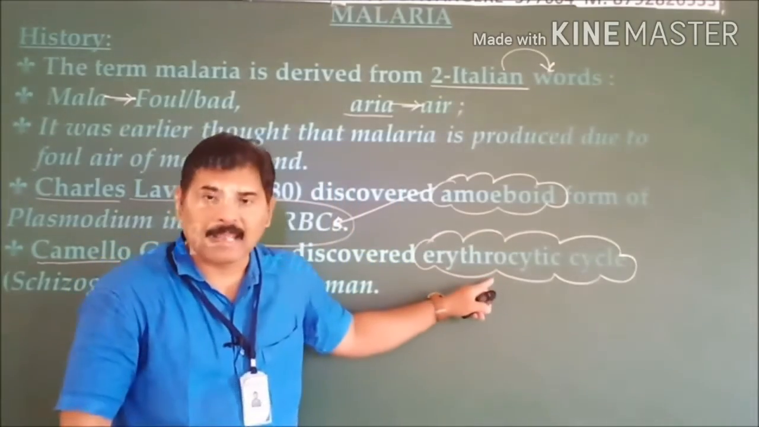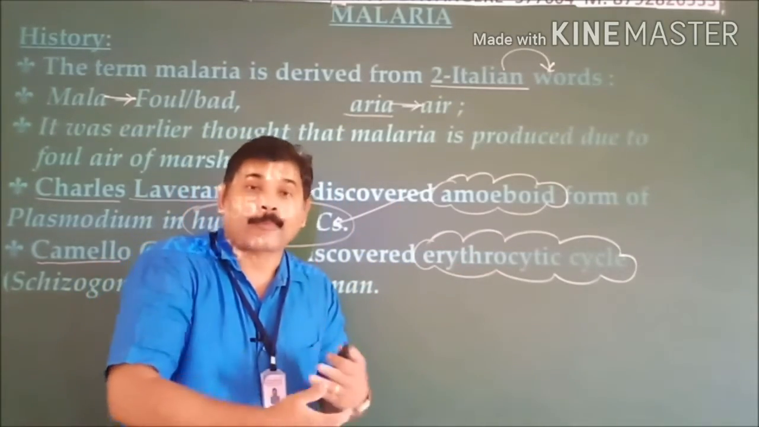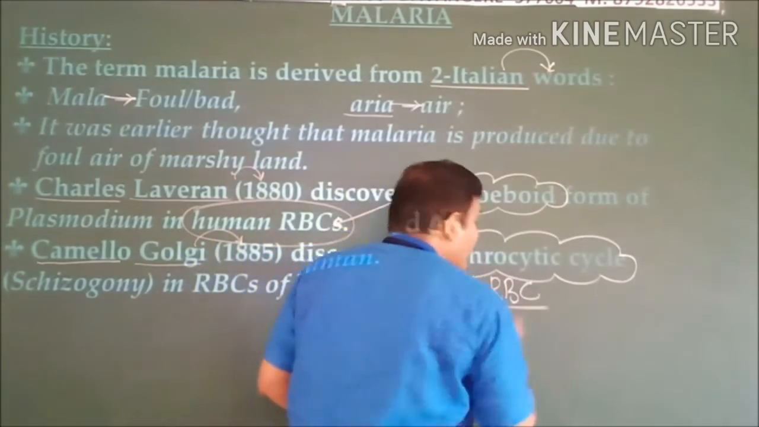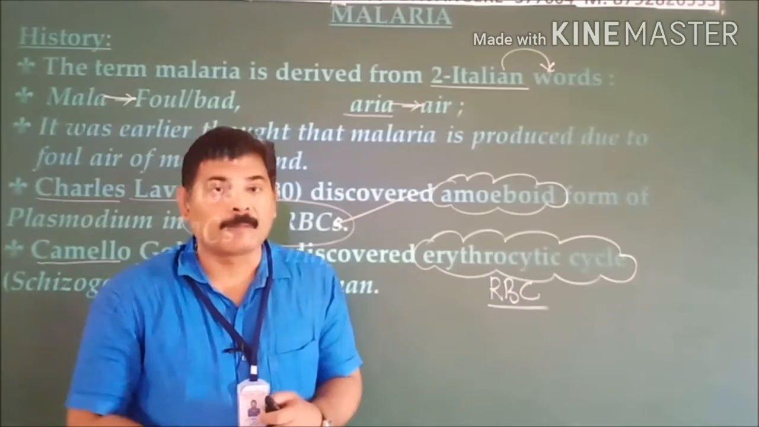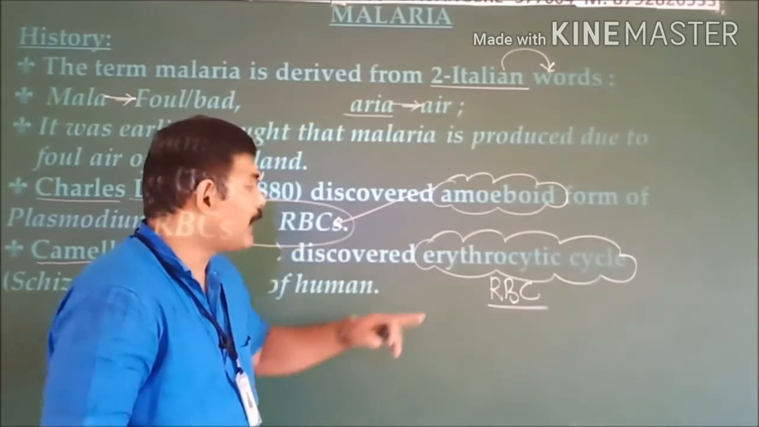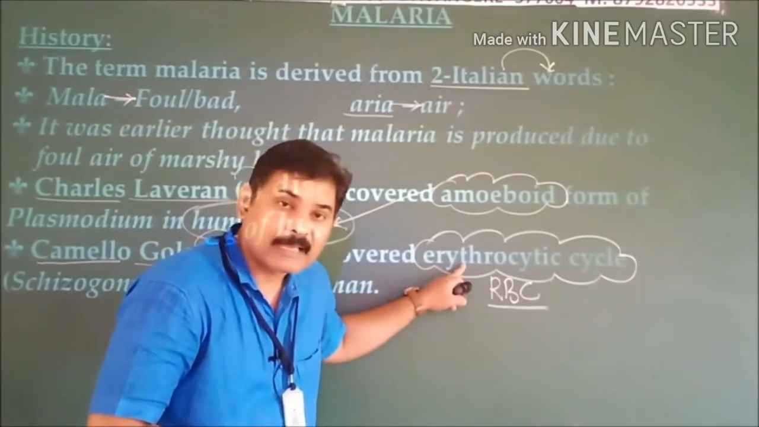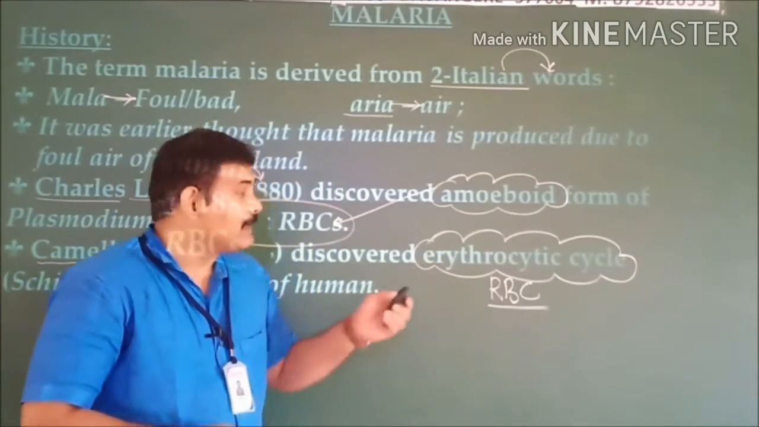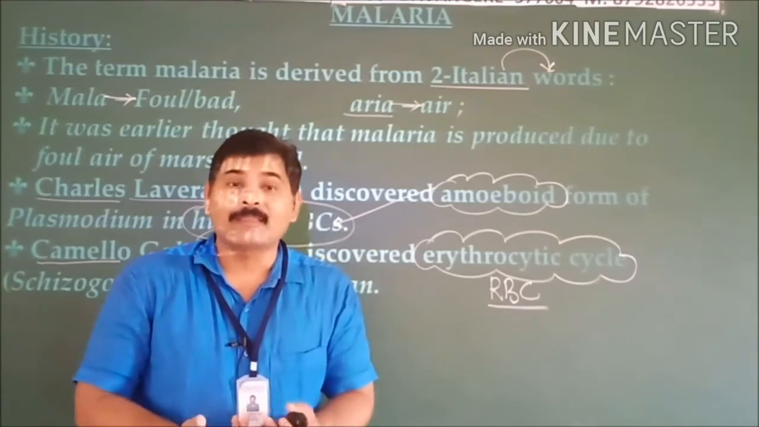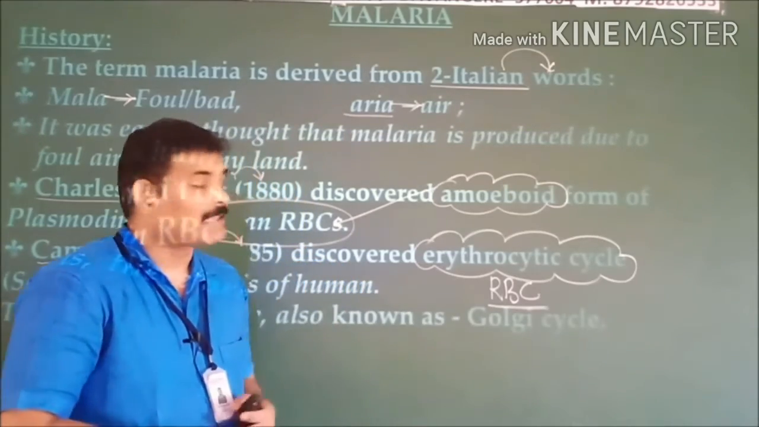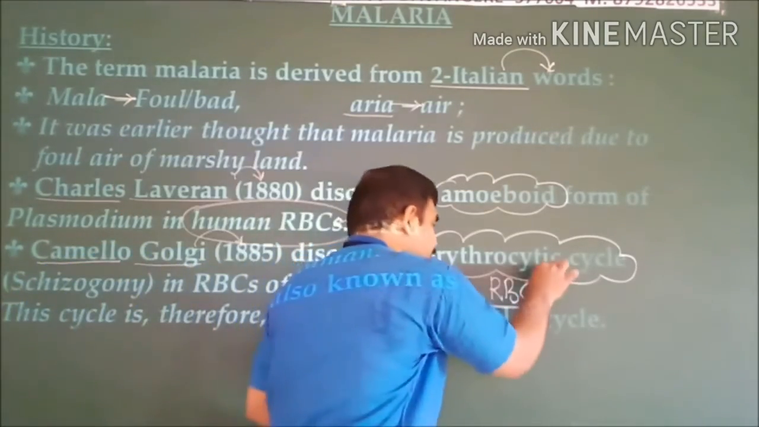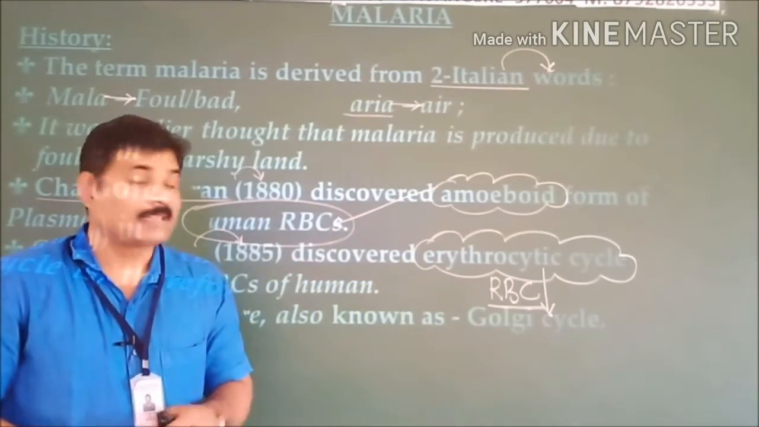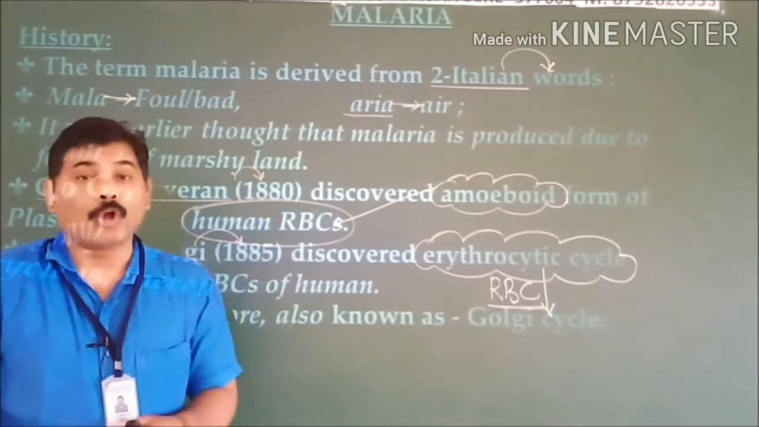Why was it given this name? Since the cycle takes place in the red blood cells, or erythrocytes, of human beings, that is the reason the name erythrocytic cycle is given. Since the cycle was discovered by Camillo Golgi, it is otherwise known as the Golgi cycle.